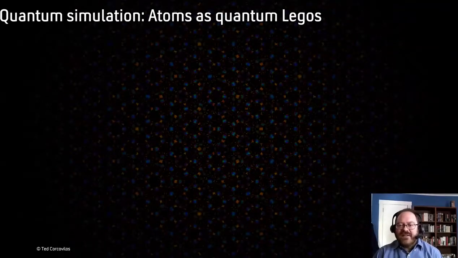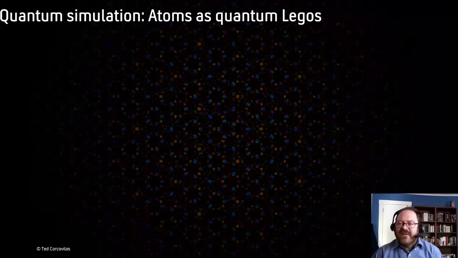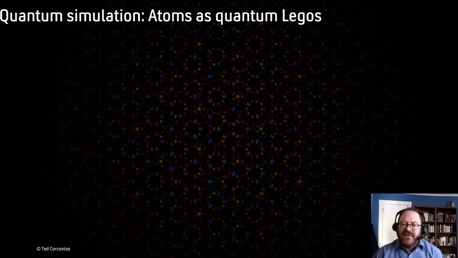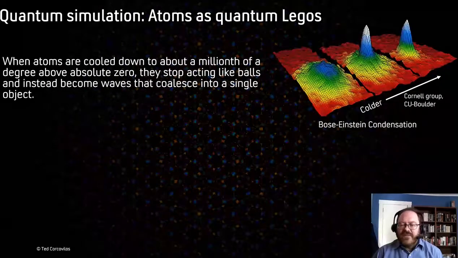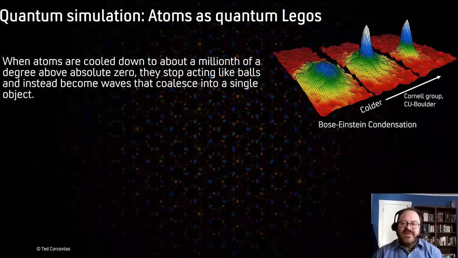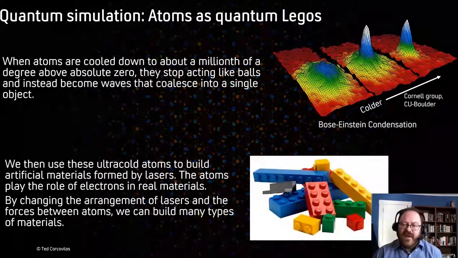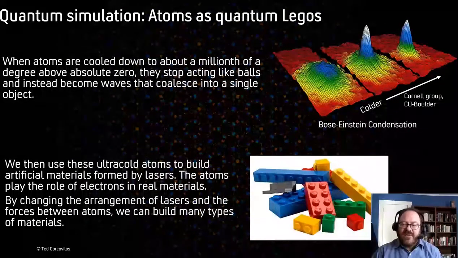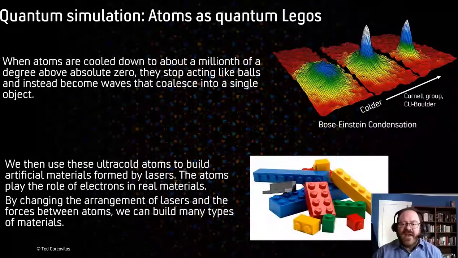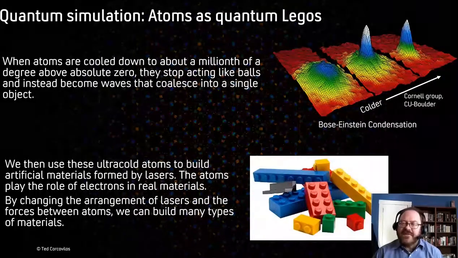The first project I'd like to discuss is what we call quantum simulation. This is where we use atoms as quantum Legos to build other kinds of materials. When atoms are cooled down to about a millionth of a degree above absolute zero, they stop acting like billiard balls that bounce around and instead become waves that coalesce into a single quantum object, like the Bose-Einstein condensate shown here on the right. What we do is we use these ultra-cold atoms to build artificial materials where the structure is determined by a set of lasers. The atoms play the role electrons would in real materials. By changing the arrangement of the lasers and the forces between the atoms, we can build many types of materials.